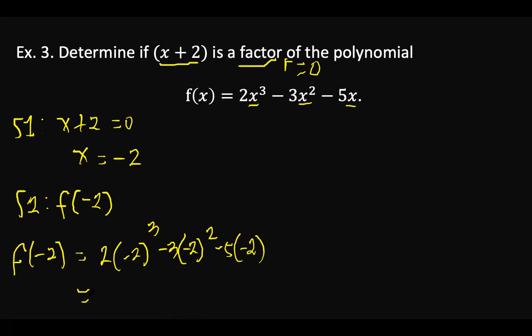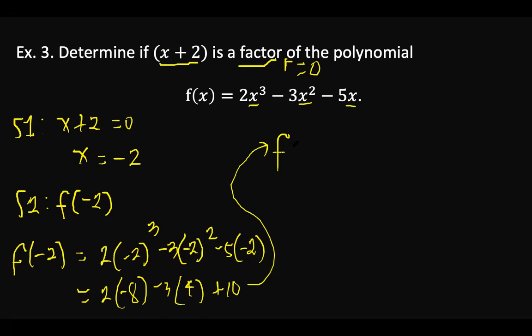Okay, and let's simplify. This is 2 times negative 2 cubed, that's negative 8. Negative 3, negative 2 squared, that's 4. Negative 5 times negative 2, this is 10, positive 10. And let's simplify. So f of negative 2 is equal to, okay, 2 times negative 8, that's negative 16.